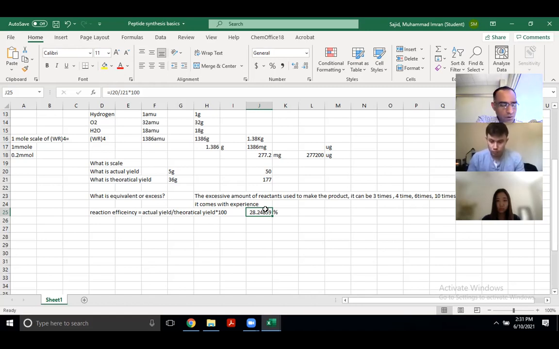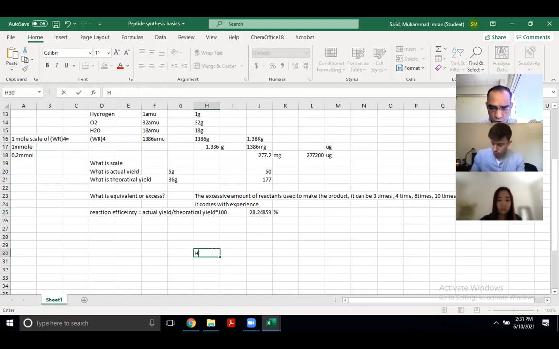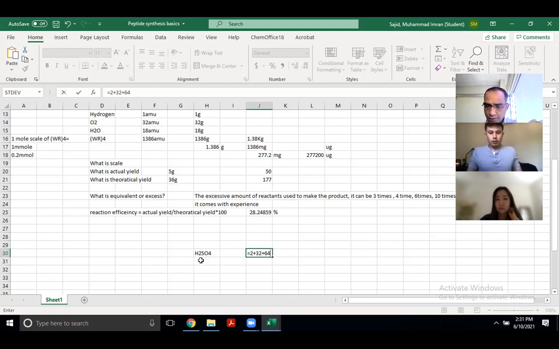So if I ask you, there is H2SO4. What will be the mass of H2SO4? If I say make 1 mole of H2SO4, what will be the mass? It will be equal to 2 plus 32 plus 64. 16 fours are 64, sulfur is 32, and hydrogen 2. So that is 98 grams.